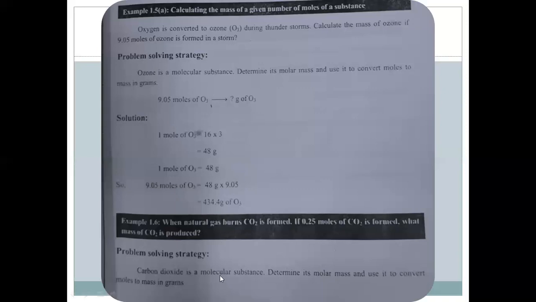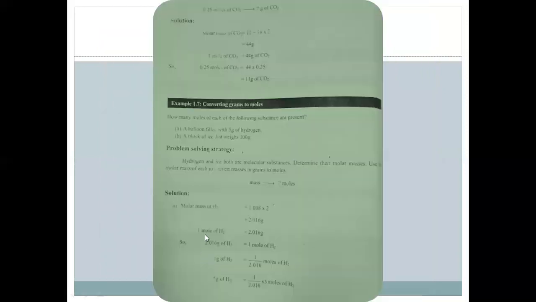Example 1.6, carbon dioxide is a molecular substance, so determine its molar mass and use it to convert moles to mass. Again, they ask, when natural gas burns, carbon dioxide is formed. 0.25 moles are there. What mass? Again, we have to find out the mass. So 1 mole of carbon dioxide is equal to 44 grams. And the 0.25 will be equal to how much? 44 multiplied by 0.25, so 11 gram of carbon dioxide.